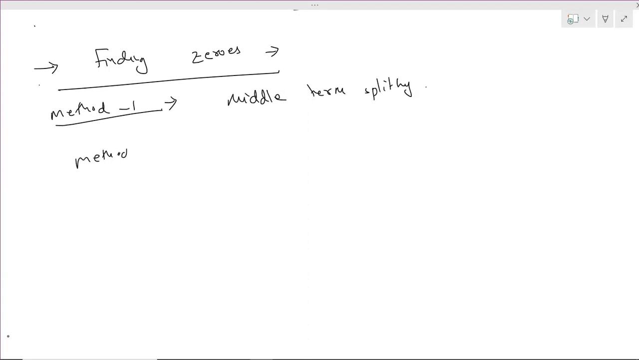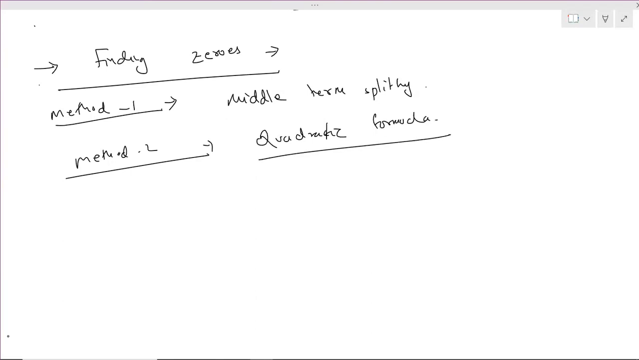Method two is the quadratic formula. So let's start with method two. There is a thing called discriminant. In simple terms, we write this as D, and this is b square minus 4ac. Please note it down. Very important. Discriminant equals b square minus 4ac.